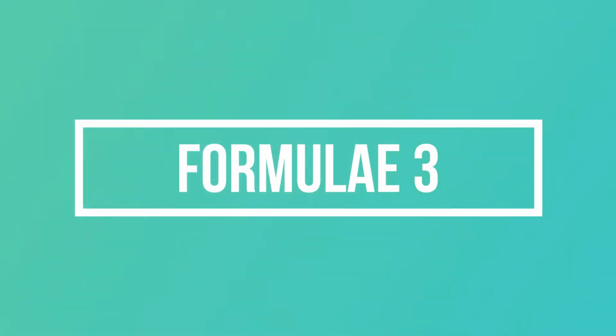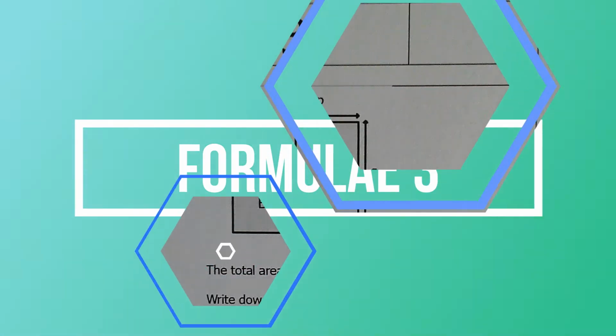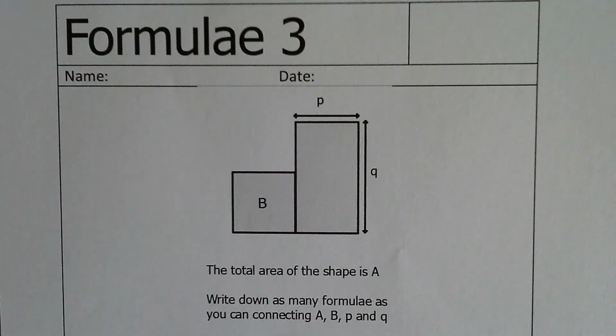Welcome to today's lesson. Today we are going to continue looking at formulae. Our first question today is another diagram similar to last lesson. We have a square with area B, a rectangle with base P and height Q, and the total area of the whole shape is A. We need to write down as many formulae that connect A, B, P and Q together.